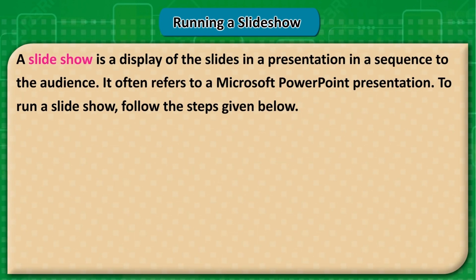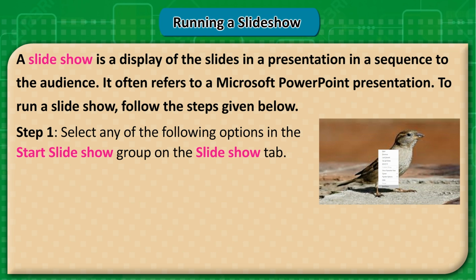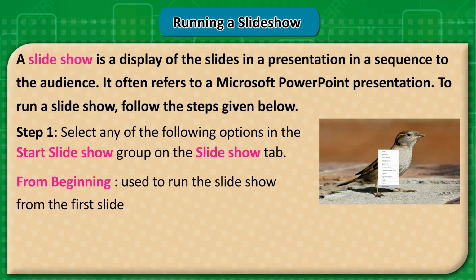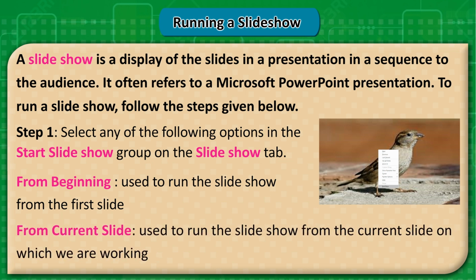Running a slideshow. A slideshow is a display of the slides in a presentation in a sequence to the audience. It often refers to a Microsoft PowerPoint presentation. To run a slideshow, follow the steps given below. Step 1. Select any of the following options in the Start Slideshow group on the Slideshow tab. From Beginning, used to run the slideshow from the first slide. From Current Slide, used to run the slideshow from the current slide on which we are working.